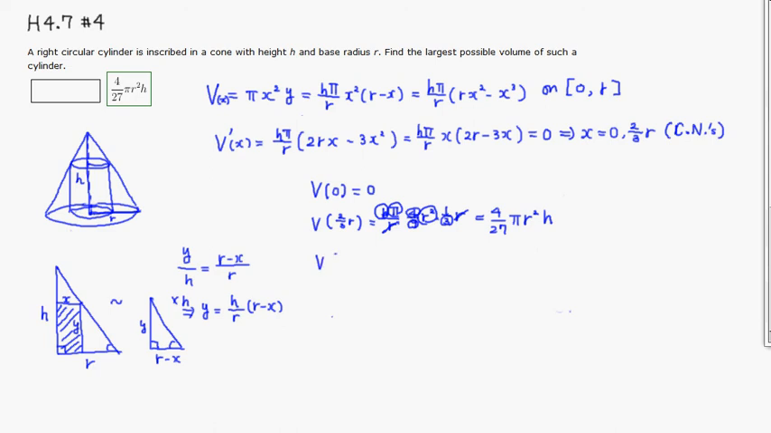And the volume at the other endpoint r is again pretty easy, because x equals r, so r minus r is 0, and the volume is going to be 0, right? So we know that this is a positive quantity, and it's the only one that produces a positive volume. Therefore, this is the absolute max. So the largest volume is 4 over 27 pi r squared times height h, which is the right answer right there. All right, that's it. I hope that this was clear.